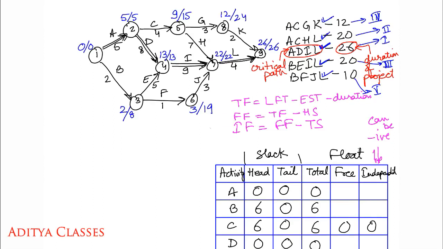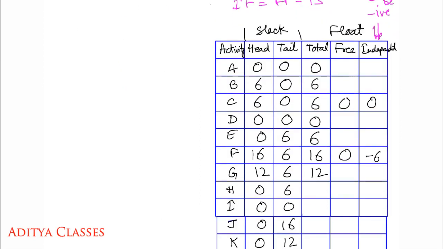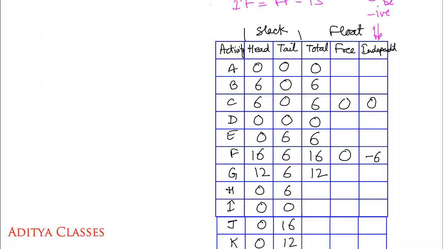We get 22 minus 9 minus 7. 22 minus 9 is 13. 13 minus 7 is 6. So H again has a total float of 6.